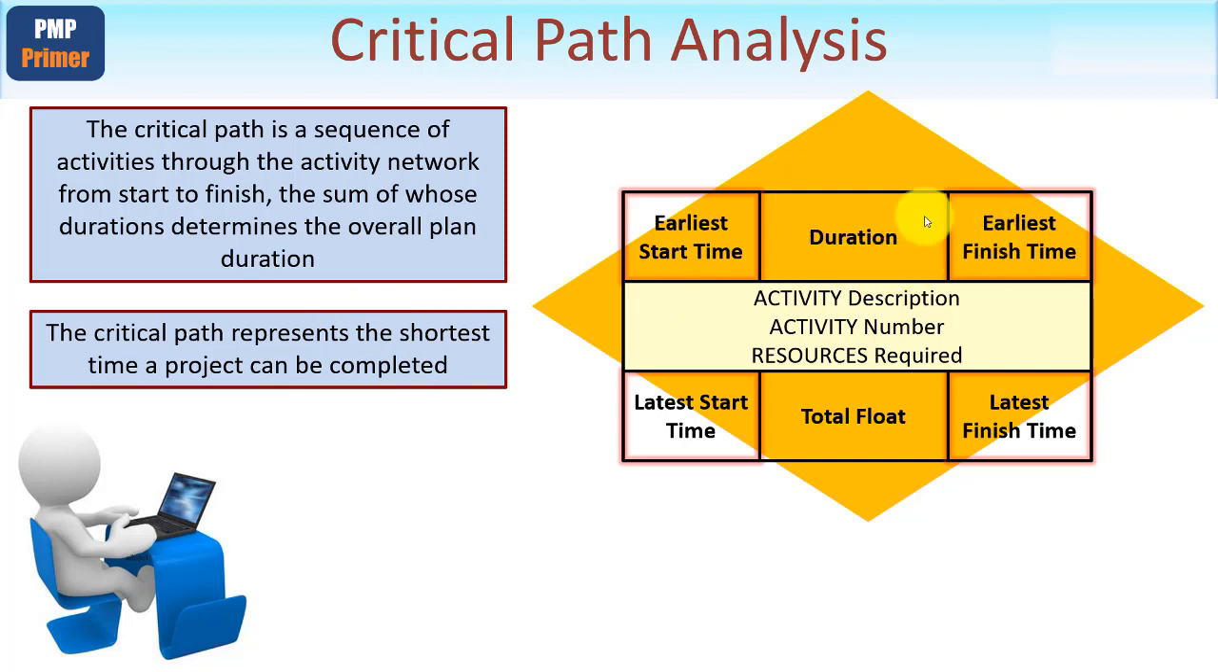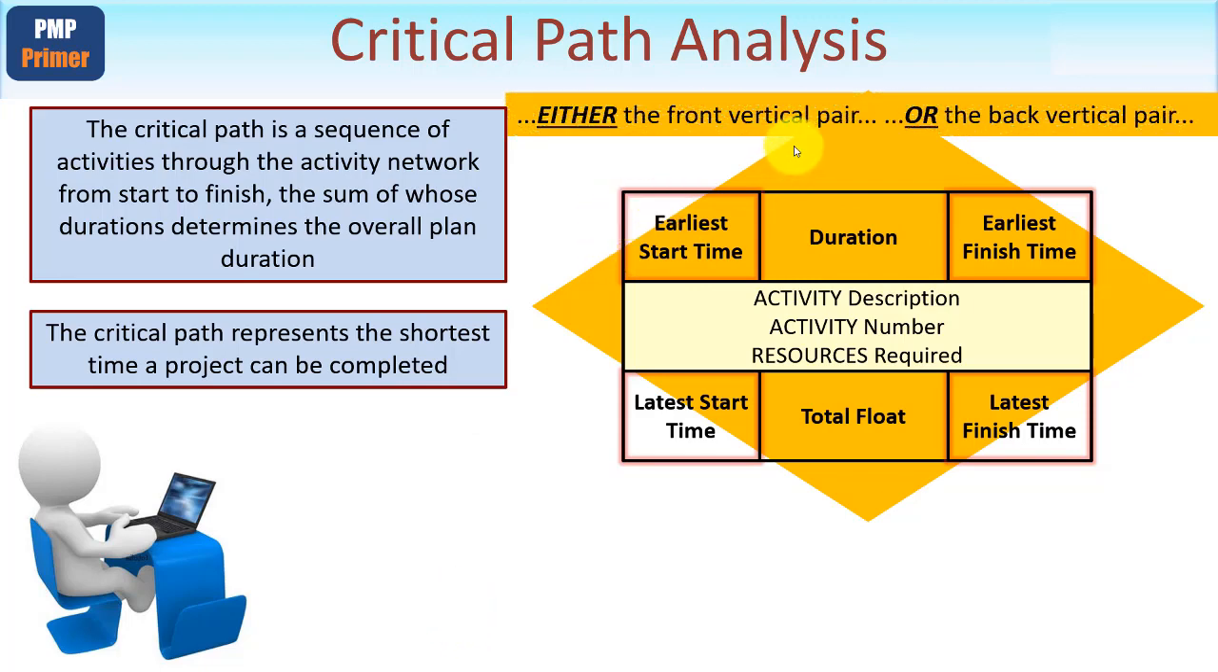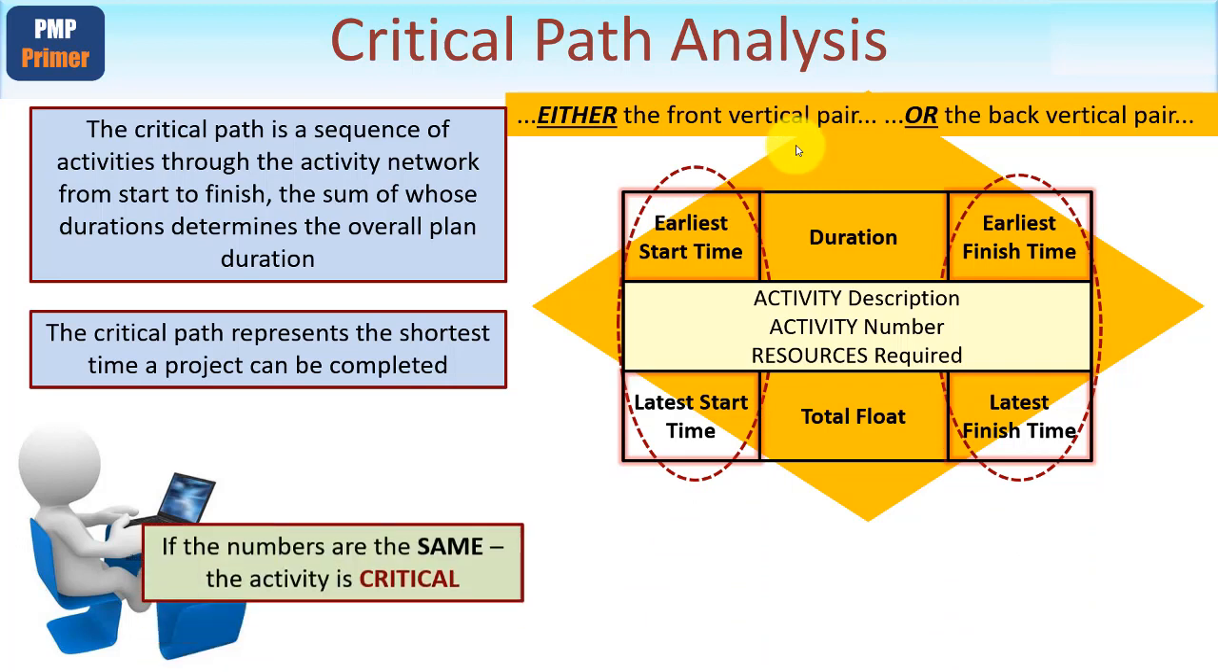And here's how you might see it represented, rather than just a square box. This being the earliest start time, earliest finish time, latest start time, latest finish time. And since the critical task has 0 float, these two numbers will always be the same. And so will these two numbers always be the same, even though of course the numbers will be different by the duration of the activity. So you can either use the front vertical pair or the back vertical pair to work out whether we've got a critical task or a non-critical task.